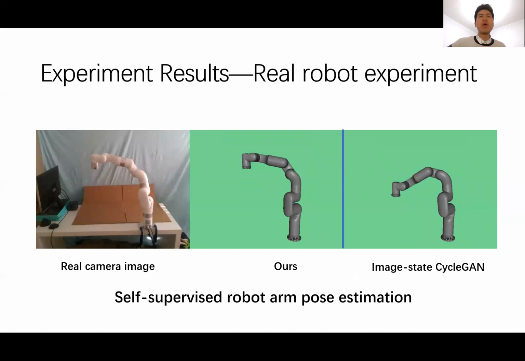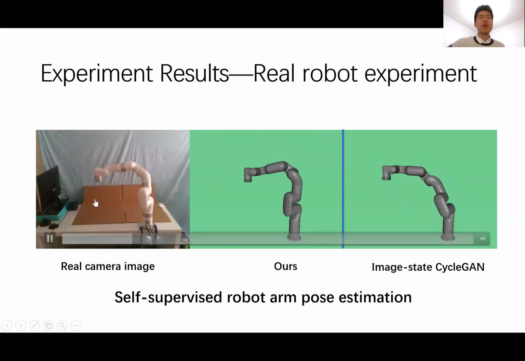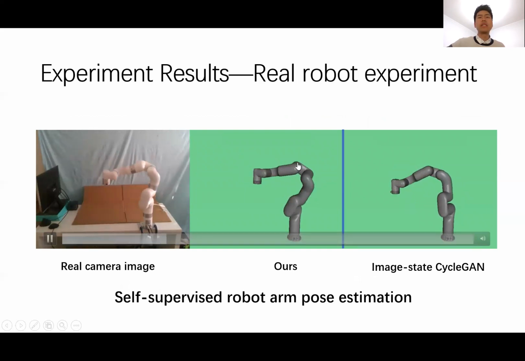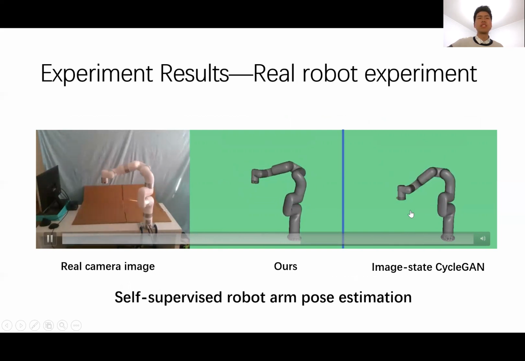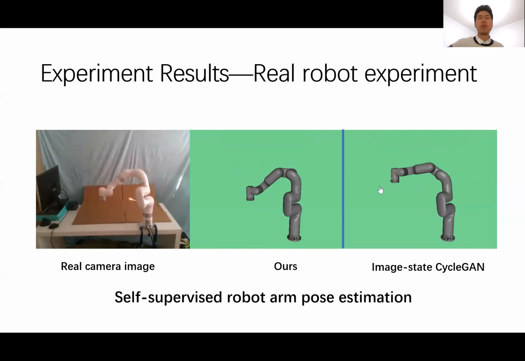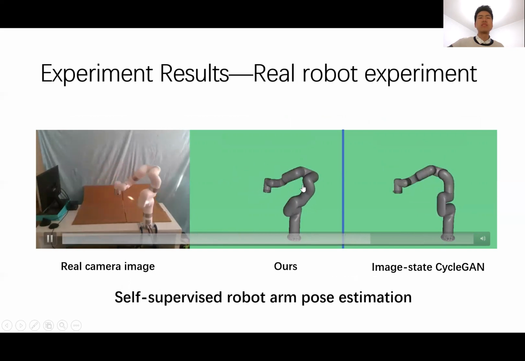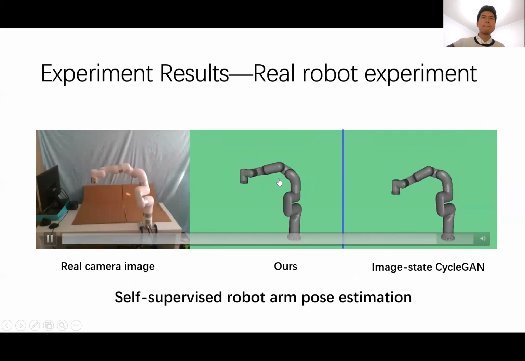This slide shows some real robot experiments. This is the real robot camera video, and this is our estimated result rendered in the simulator. We also show the baseline, the CycleGAN model, which removes the dynamics cycle loss in our model framework. We show that our prediction is nearly the same as the ground truth.